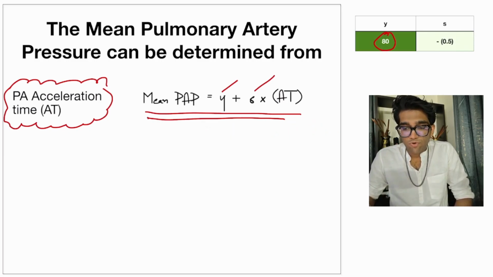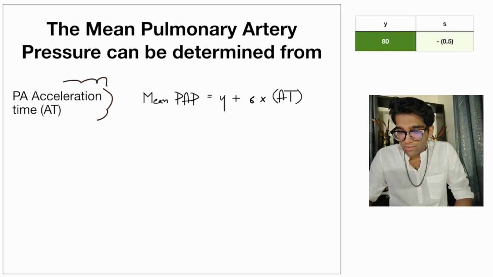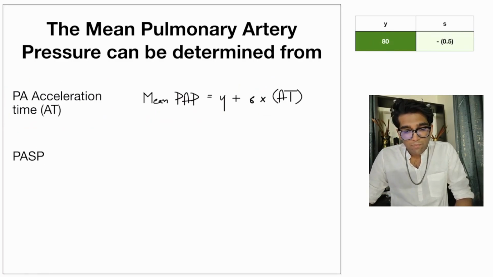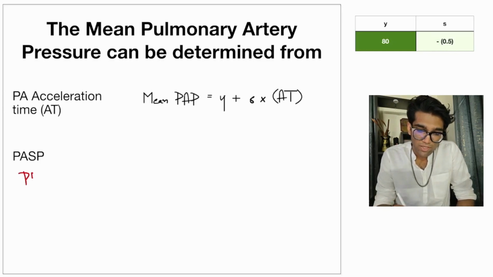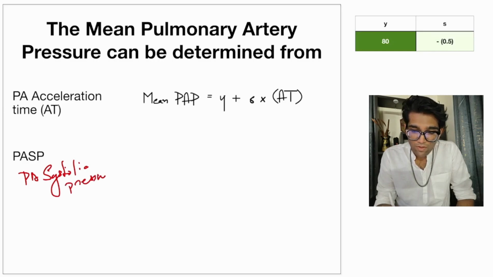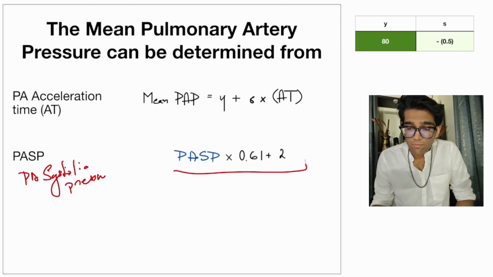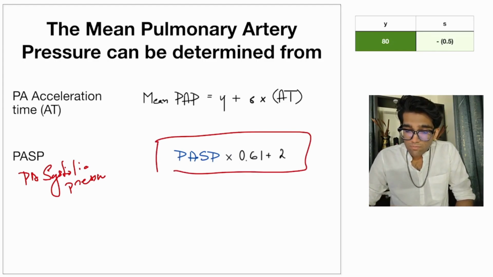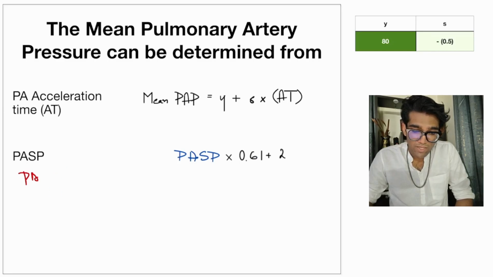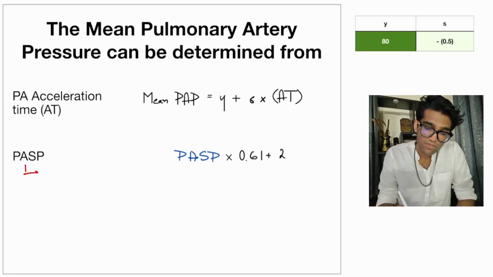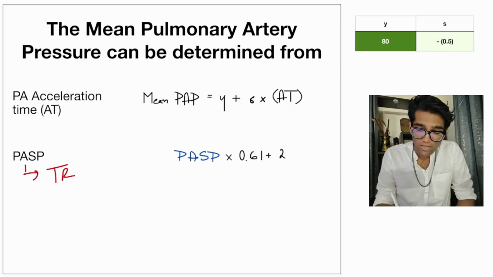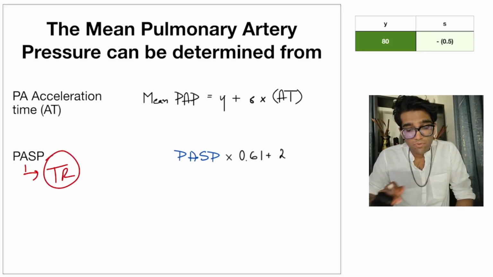There are two other regression formulas and we'll get to that in a while. So the next thing is the pulmonary artery systolic pressure. Okay, so this is the pulmonary artery systolic pressure. So the pulmonary artery systolic pressure is again related to the mean pulmonary artery pressure using a regression formula. So the PASP is mean PAP into 0.61 plus 2. Okay, that is your PASP. So to assess the PASP, or the pulmonary artery systolic pressure, we will need a TR. So here we need a TR. Without a tricuspid regurgitation, remember, we cannot do this.